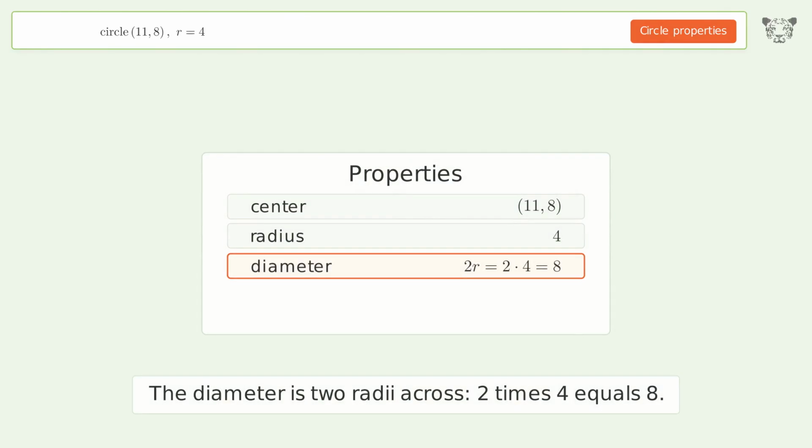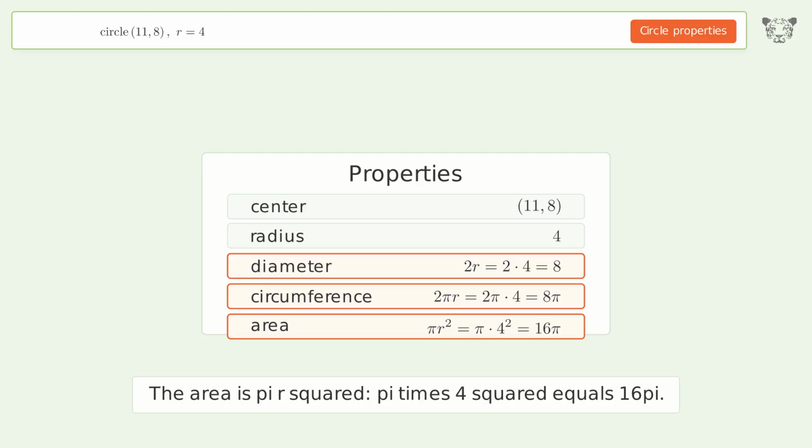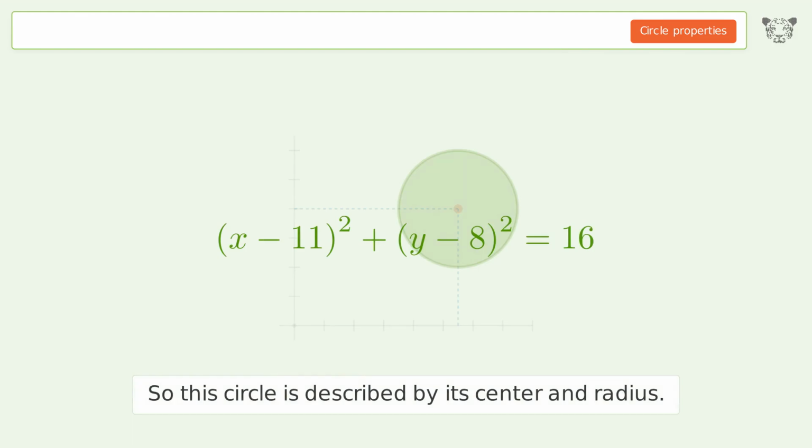The diameter is 2 radii across, 2 times 4 equals 8. The circumference is 2 pi r, 2 times pi times 4 equals 8 pi. The area is pi r squared, pi times 4 squared equals 16 pi. So this circle is described by its center and radius.